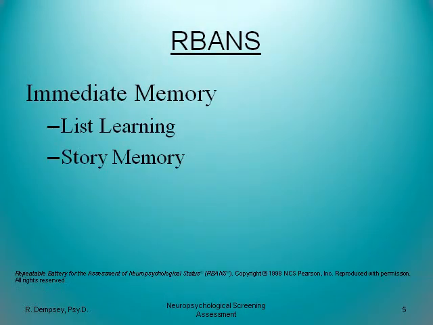Let's look at the memory as it comes on the RBANS. So the RBANS actually has two tests for short-term memory. The first is a list learning task, kind of like the CVLT or any other list learning task.